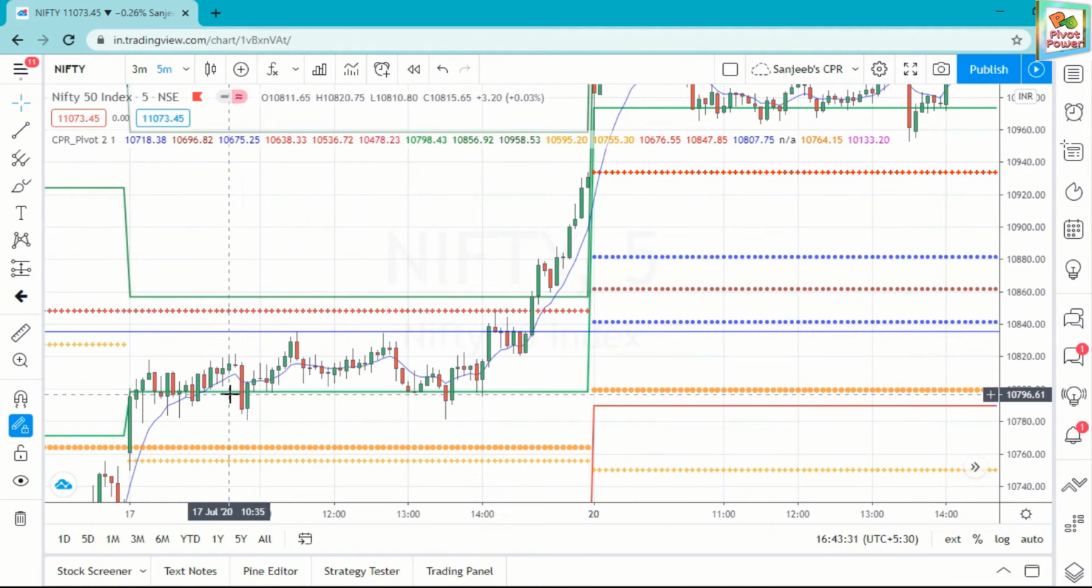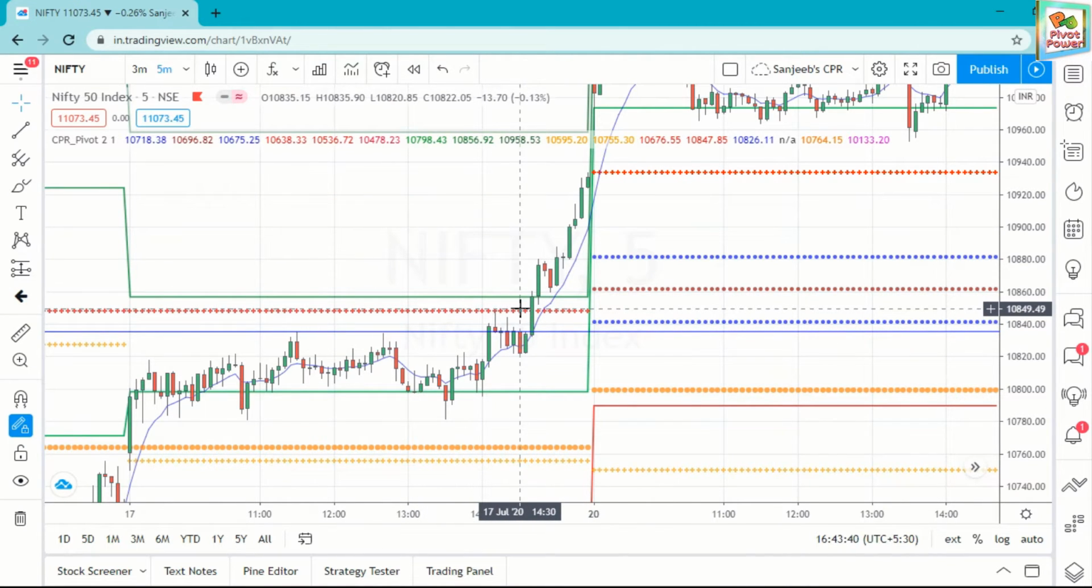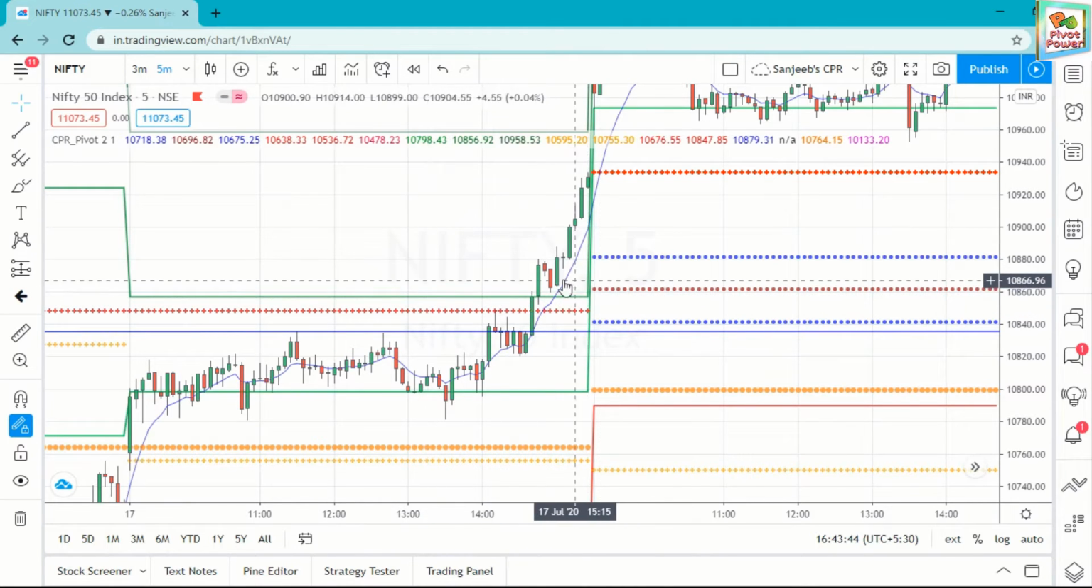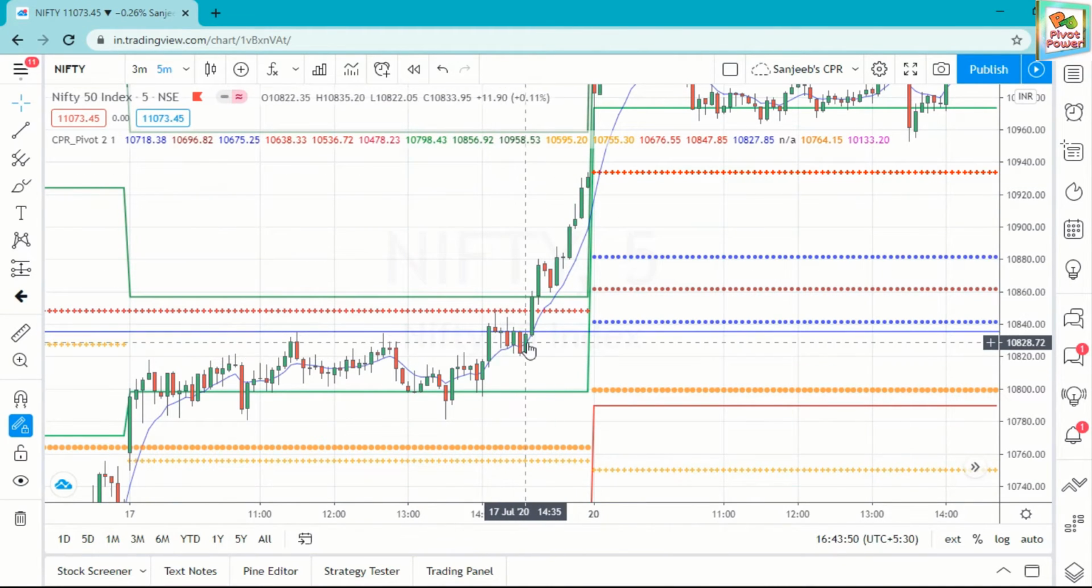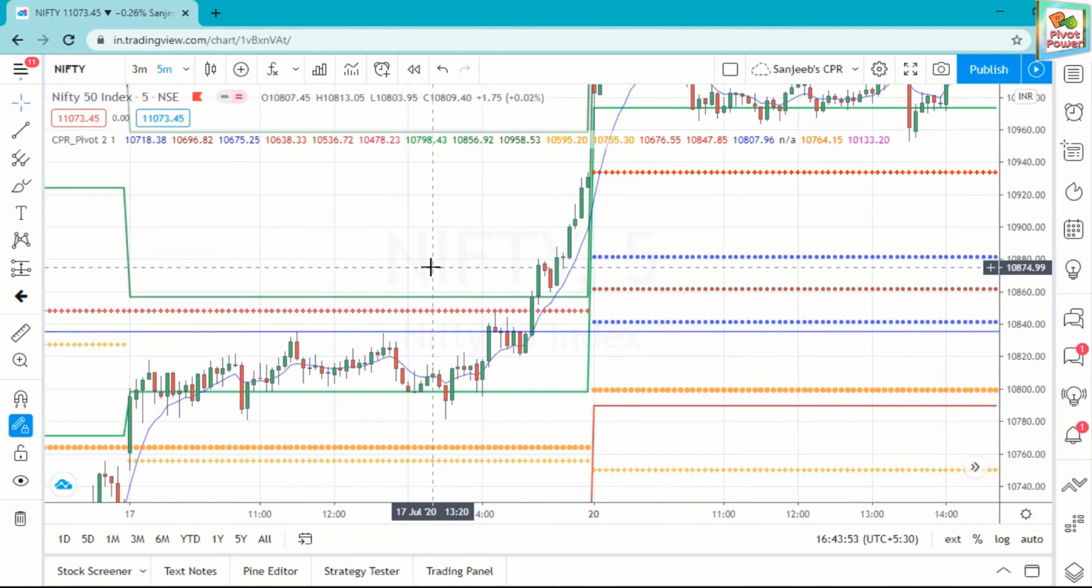See here, this is the breakout. Here the breakout happens. After that, it breaks the weekly high, breaks the resistance. See the move, how much the price moves. It is more than 1:5 risk reward.